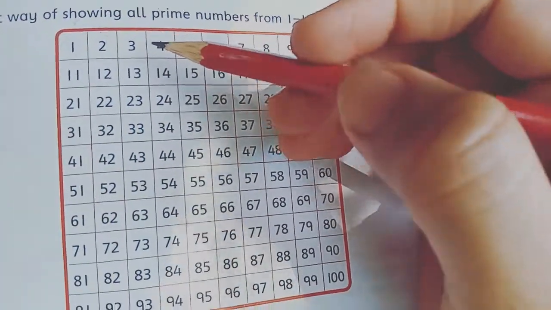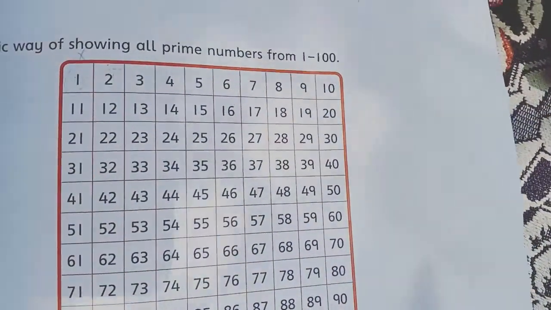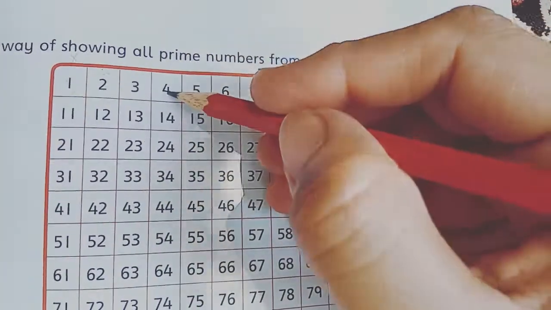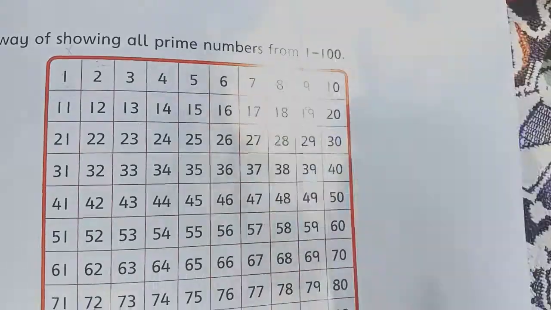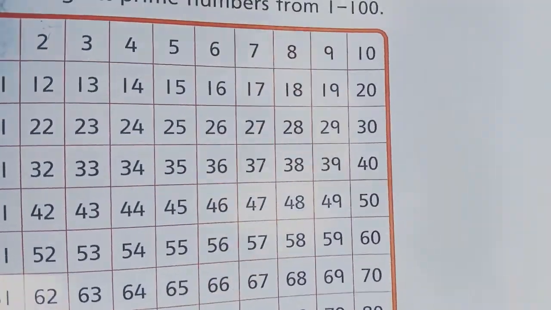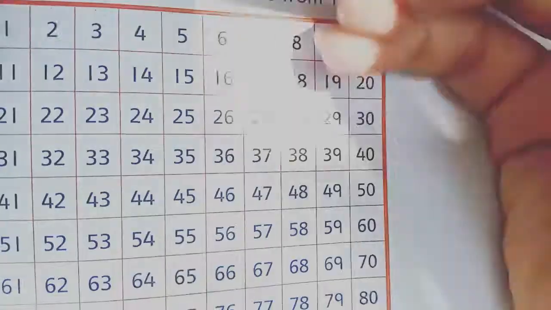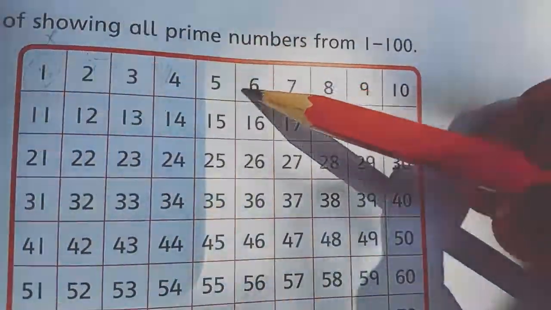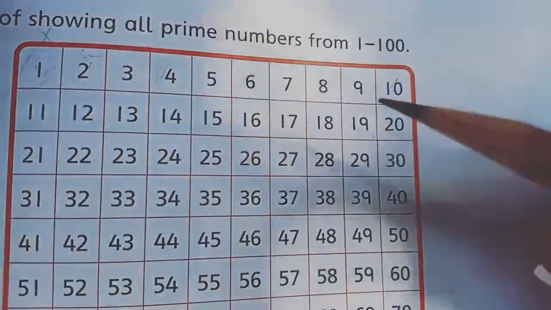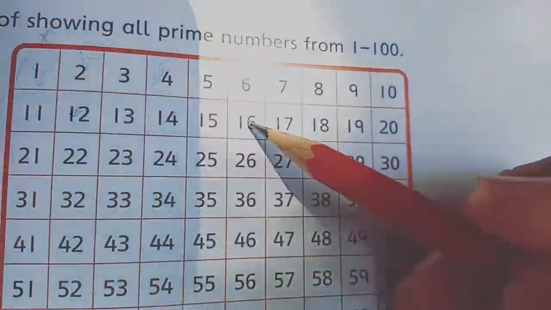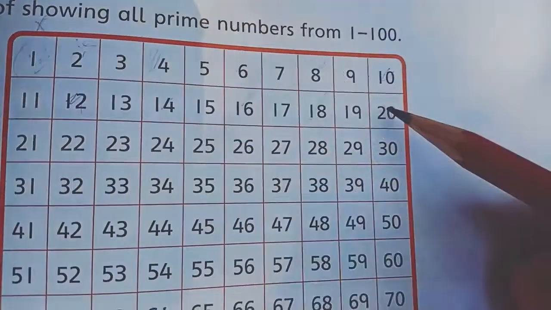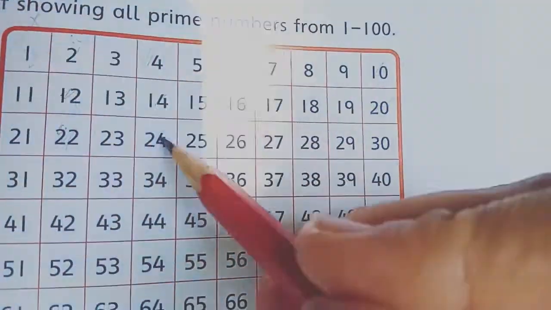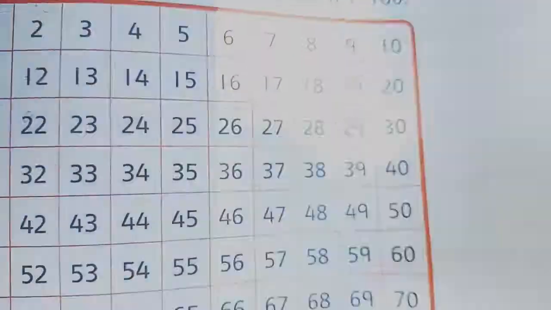They are 2 ones are 2, 2 2s are 4, 2 3s are 6, 2 4s are 8, 2 5s are 10, 2 6s are 12, 2 7s are 14, and so on, all the multiples of 2. You just have to fill the colors in the boxes. Okay, you just have to do coloring into that.